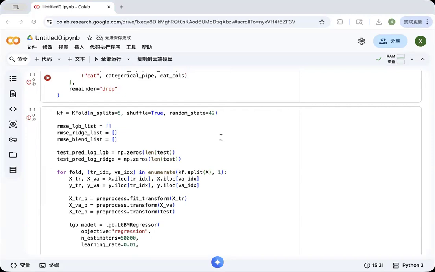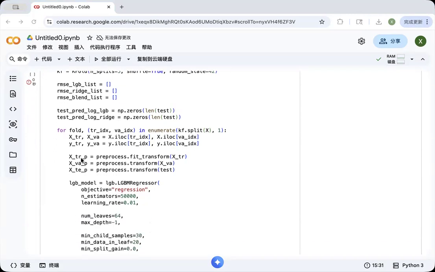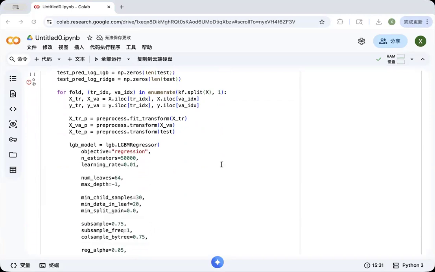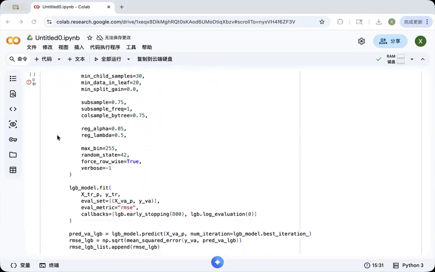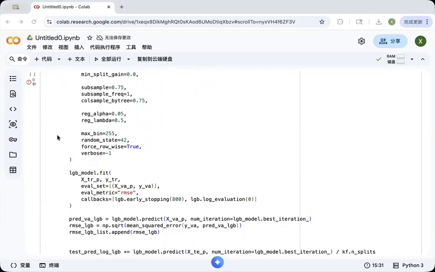And second is monitoring RMSE. We used root mean squared error as our primary metric. Because we log-transformed the target variable, we evaluated RMSE in log space. This aligns well with the competition metric and emphasizes proportional accuracy. Monitoring RMSE across folds allowed us to compare models objectively and choose the best performing one.